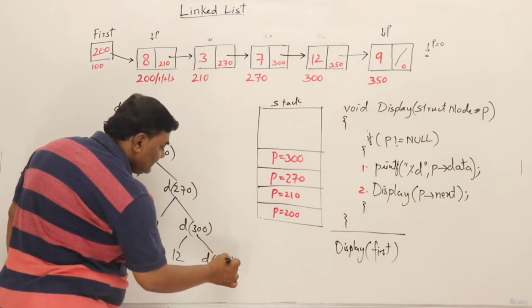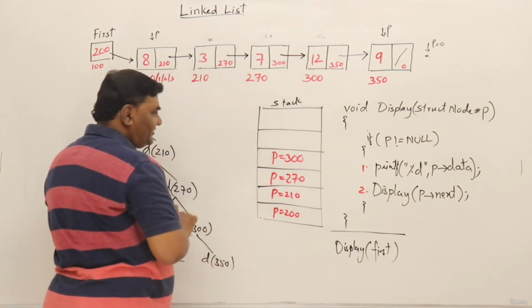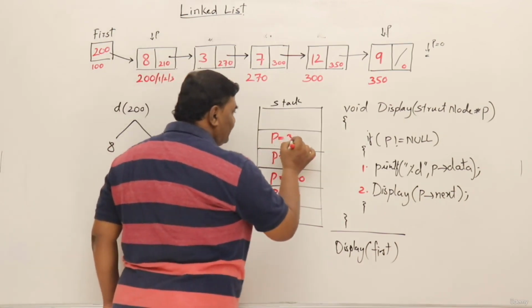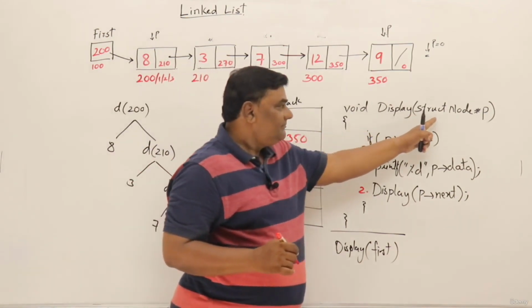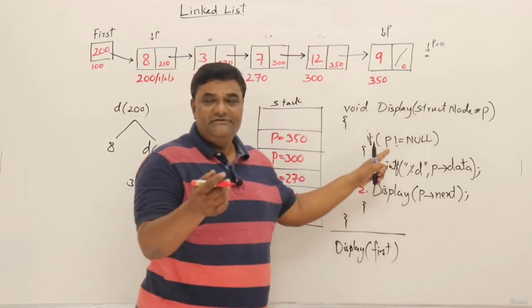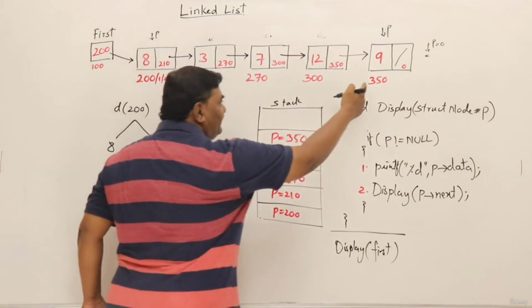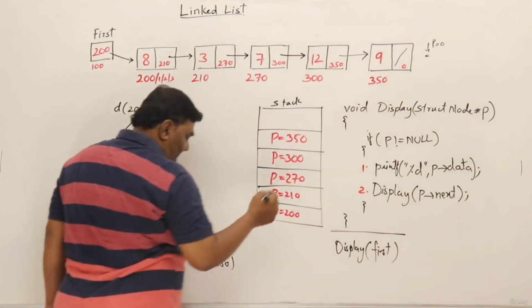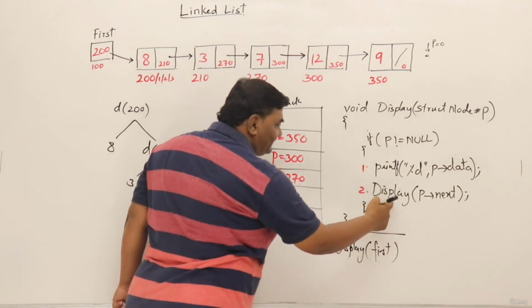350 is passed. Now again it's a new call. So for the new call, again an activation record is created. This time P value is 350. Now fresh call. P is not null. 350 is not null. Then print. What is the value in address 350? I'll remove this. Value is 9. Then the next step is to call itself on next.